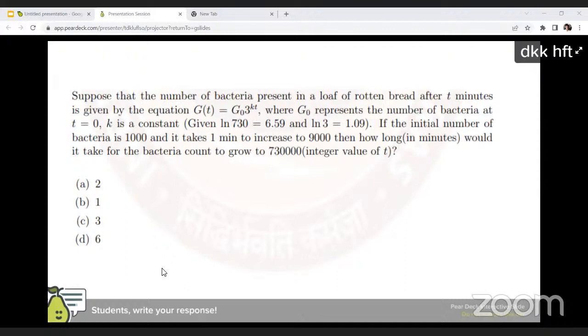So what is the unknown here? k is unknown, right? So first we have to find out k, and then you can simply put 7,30,000 and you will get the value of t. Just try it out.